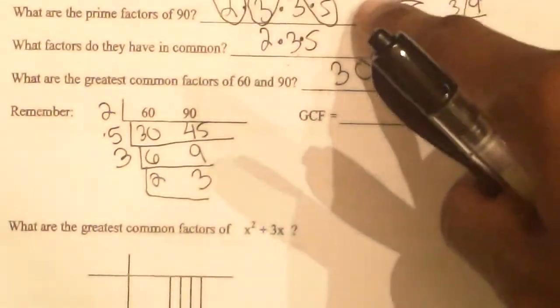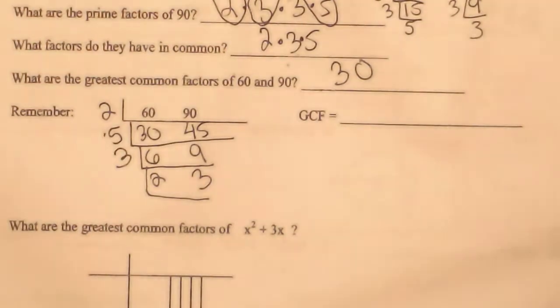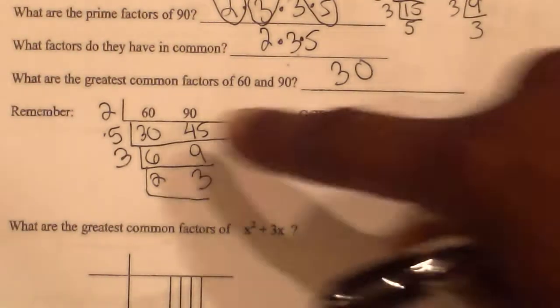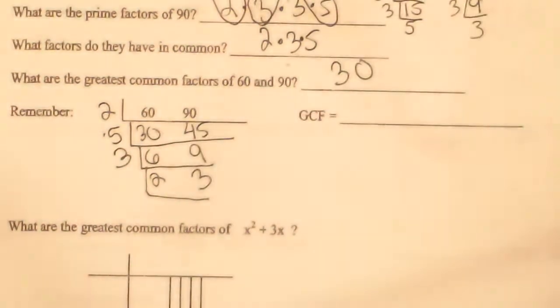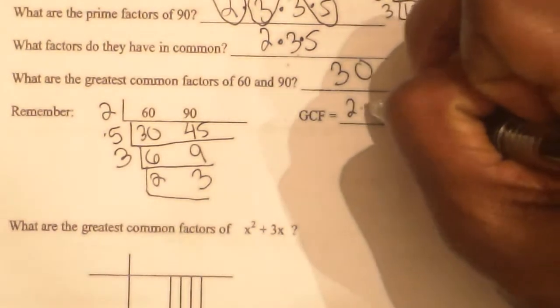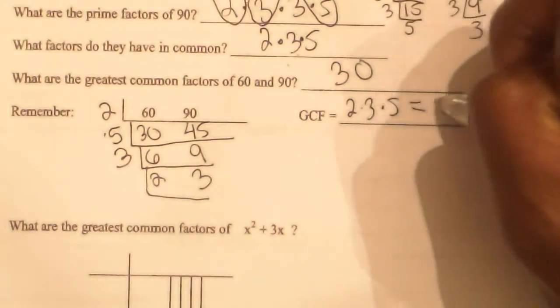So here we looked at them separately. We broke down 60 and 90. And then down here we're looking at them together. What do they have in common together? And so that's 2 times 3 times 5, which is 30.